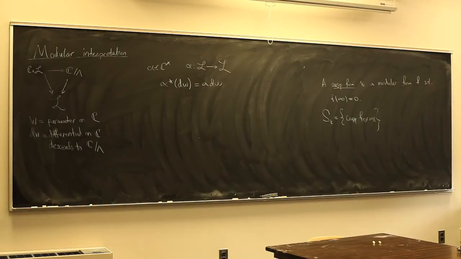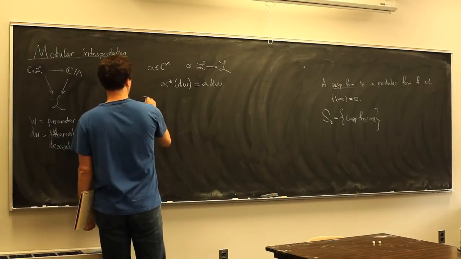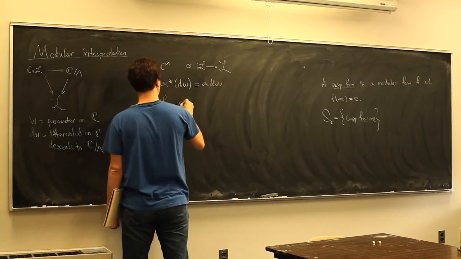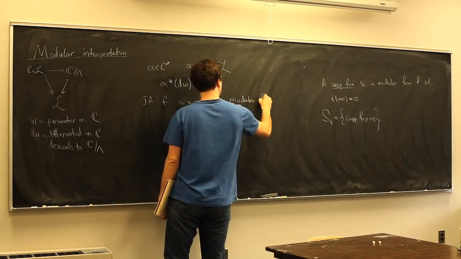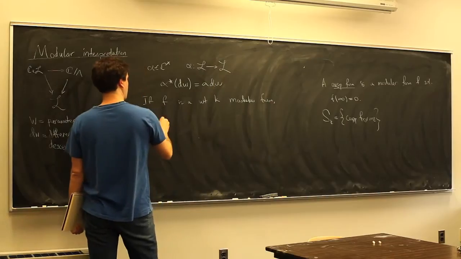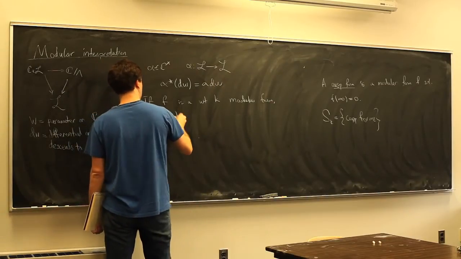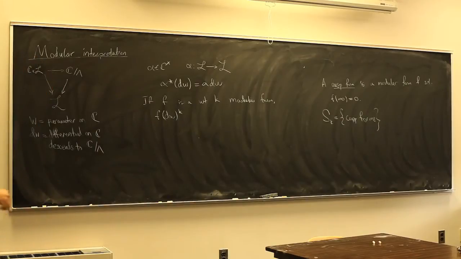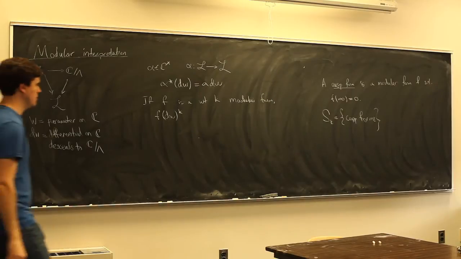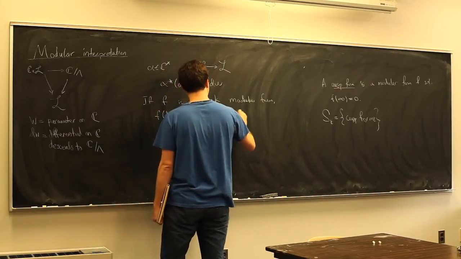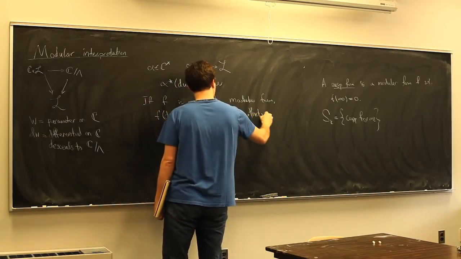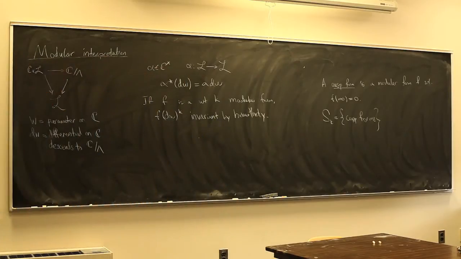So it doesn't descend. But what you can do is, if you have a modular form, so if f is a weight k modular form, then if you do f times dw to the k, this is invariant under homothety, because f scales by alpha to the minus k, and this dw to the k scales by alpha to the k. And that suggests that it should descend to the quotient.